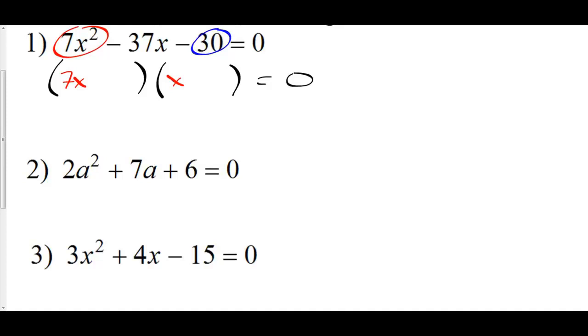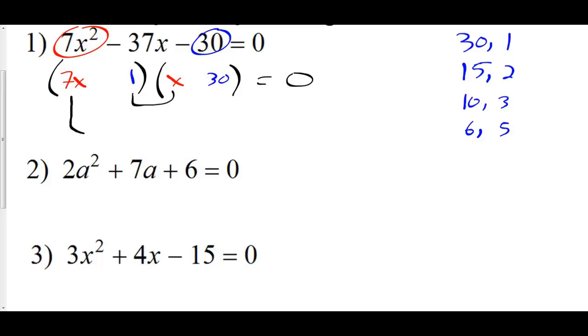Now we're looking for things that multiply to 30, ignoring the signs. So what are our options? 30 times 1, 15 times 2, 10 times 3. There's really a lot of options here, even 6 and 5. So we try any of these. We just go ahead and try to find something that multiplies to 30. So let's try 1 and 30 for now.